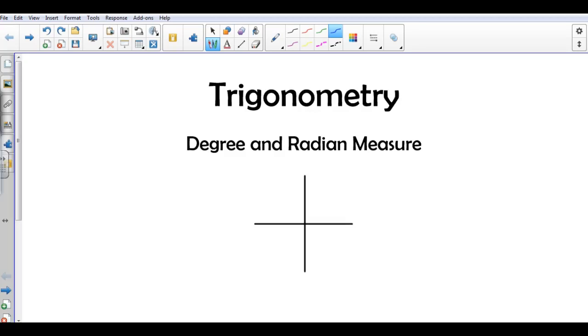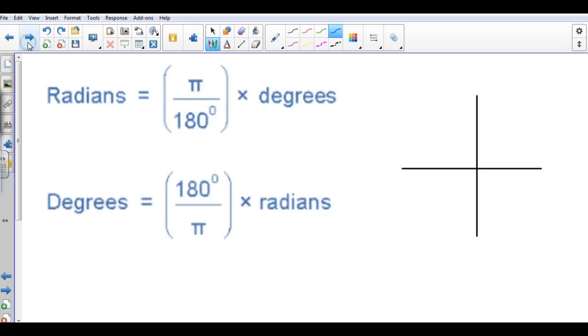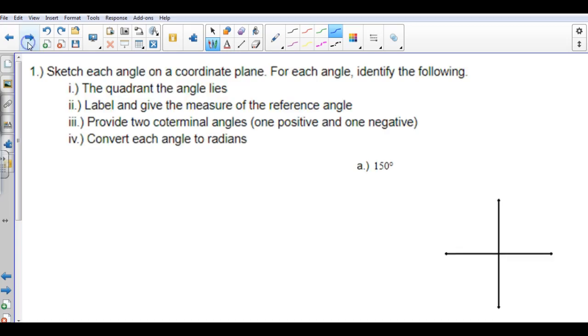Hello, welcome to this video on degree and radian measure. What I'm going to do is talk about what radians actually are. It's really just a unit of measurement, just like degrees. So we'll walk through a conversion of it. We'll talk about what a radian actually is.